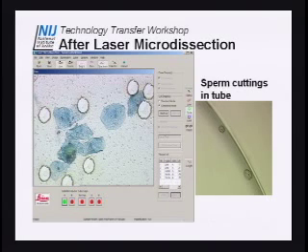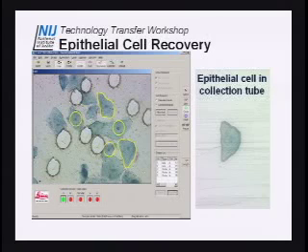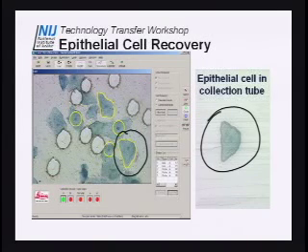And then on the right here, it says sperm cuttings in tube. You can actually look into the tube and see your cuttings in there. If you look close, you could actually see little sperm heads. The epithelial cells are obviously easier to see, and you can also collect epithelial cells if you want. This particular cell, if you flip it, is actually the same shape as that cell.